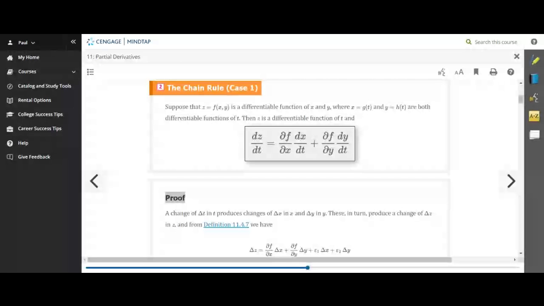So in the book, they give you different cases of the chain rule. Here, case 1: if z is a function of x and y, and x and y are functions of t, this is the chain rule. We actually did this for the first example, except our z function was the current. It was I, so we did dI/dt. And they give a proof. You're welcome to look at the proofs.